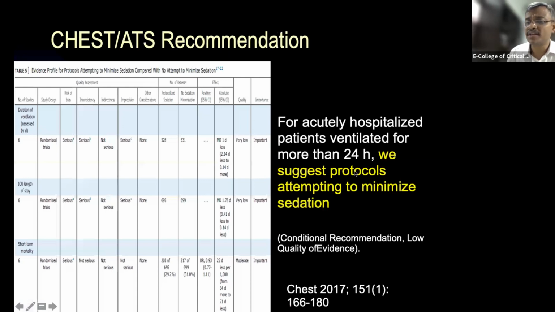And this is what? Sedation. Nowadays we are stopping sedation early. A lot of evidence has come. We suggest a protocol attempting to minimize sedation now. Okay, in 2024 people are even stopping sedation early.